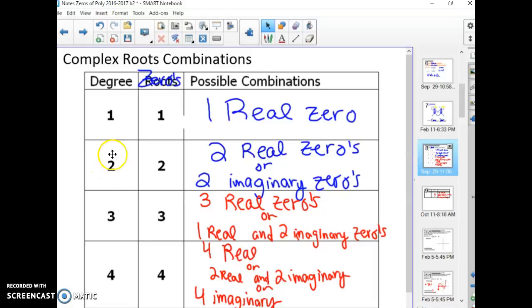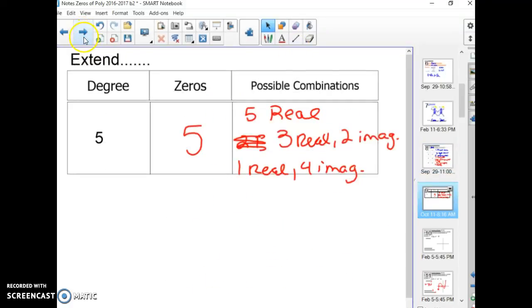So on this one, degree 2 and 2, I can have two real, so I can see them both, or they can both be imaginary. A degree 3, these are the combinations I can have. Degree 3, 3 real zeros, or 1 real and 2 imaginary, because those need to add up to the value of 3. If I have degree 4, 4 zeros, I can see them all, and have 2 real, or 2 imaginary, or 4 imaginary. And then we extended it and we did a degree 5 and talked about those combinations.